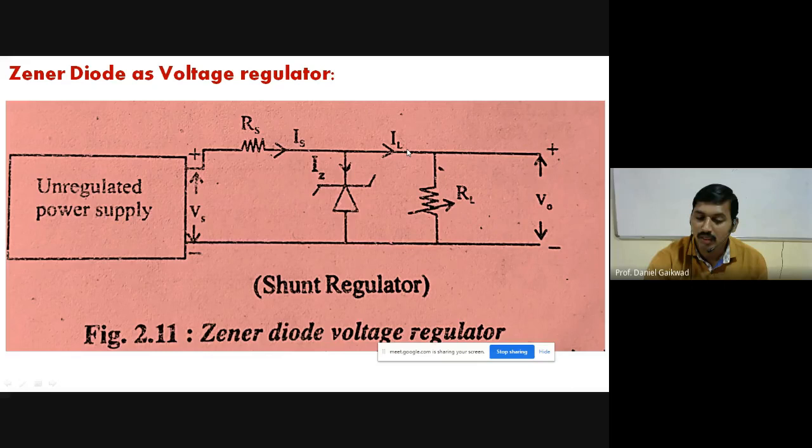Suppose IL increases, then there is a corresponding decrease in Iz. Suppose IL decreases, then Iz increases. So these will increase or decrease, but the potential or output voltage remains constant. The role here is of IL and Iz. Accordingly, the output voltage VO remains constant.